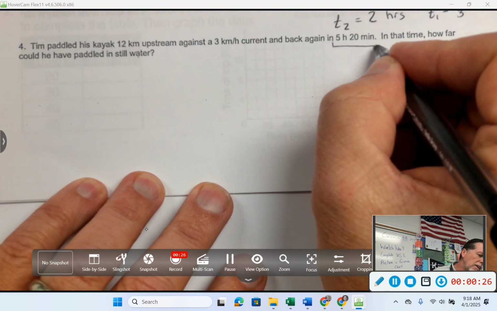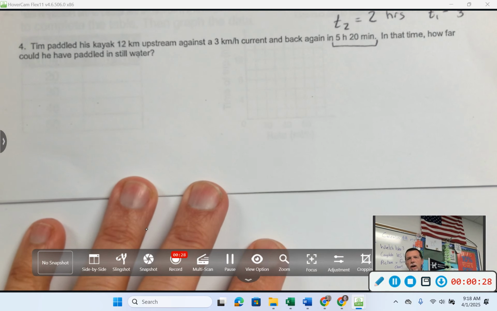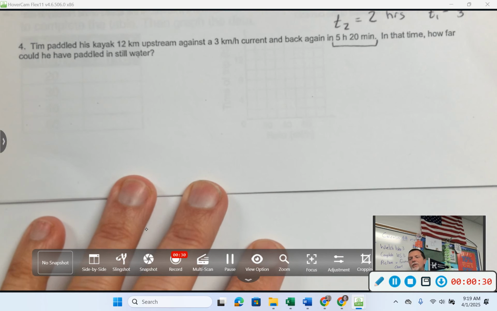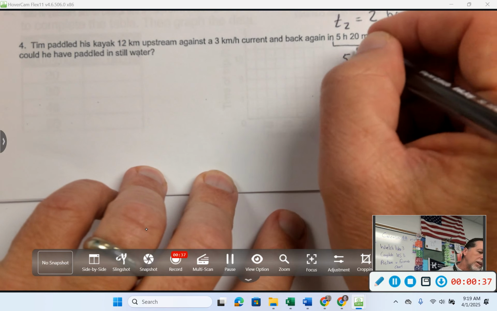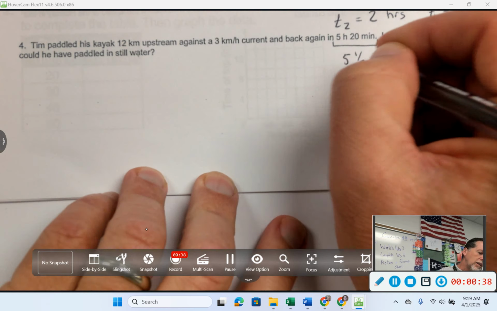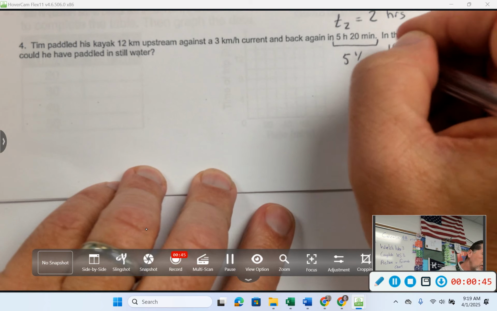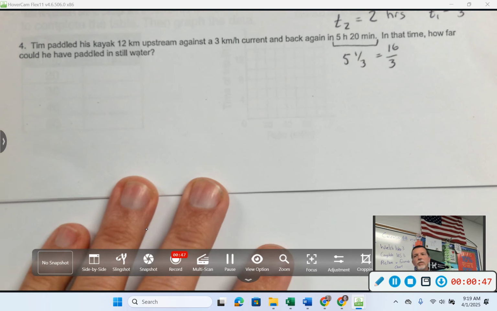Okay, so that 5 hours, 20 minutes, that's the total time, there and back. We've seen this before. We don't like 20 minutes. I mean, that's how we talk, but that's not how we math, I guess. So 20 minutes is a third of an hour. So if you call that 5 1/3, that's fine. If you want to change it to 16 thirds, that might make life easier as well. So either of those are okay.